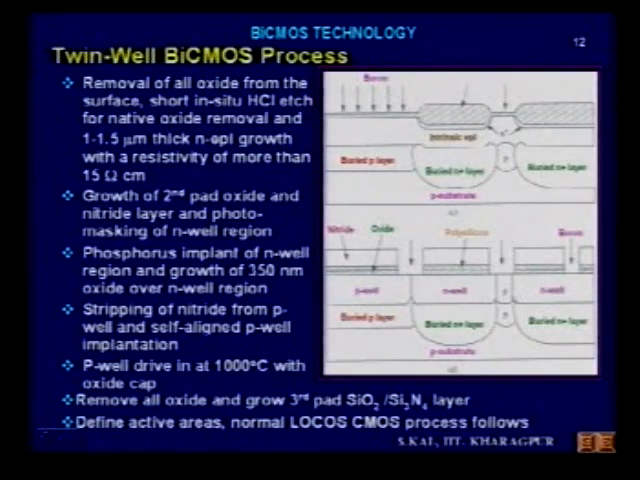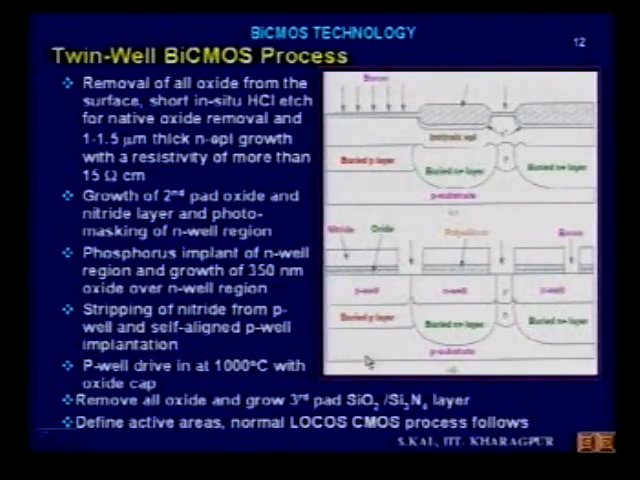Next step is define active areas. Normal low cost CMOS process follows. After that, N-well and P-well have been formed, this P region has been formed, N plus buried layer and P buried layer have been formed. So that means all the regions are defined for good quality BJT and good quality CMOS, meaning both NMOS and PMOS. And the rest of the process, the low cost CMOS process, follows.